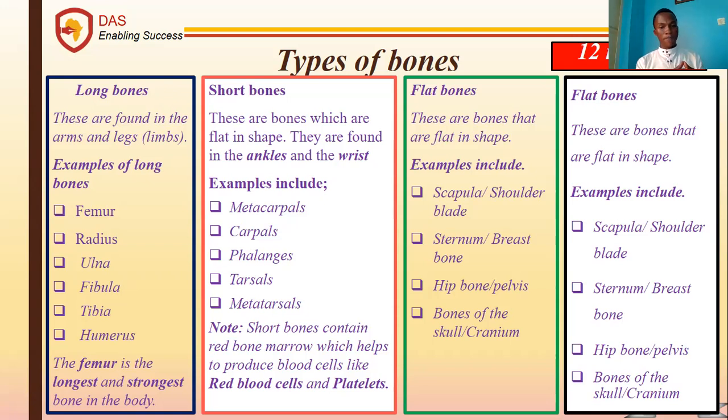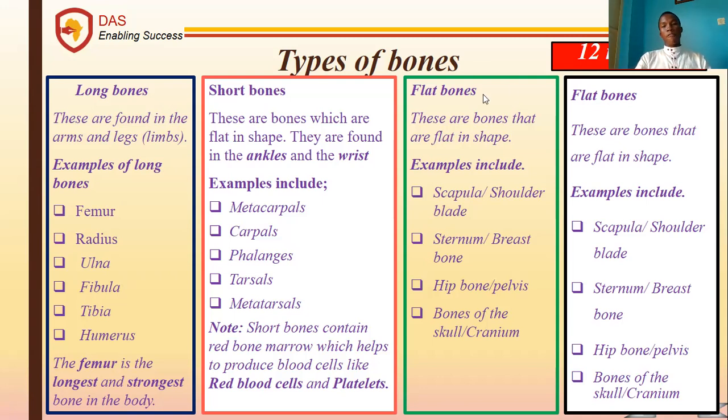Short bones contain what we call red bone marrow, and this red bone marrow helps to produce blood cells. Remember, at first we said the cortex of the skeleton helps to make blood cells, for example red blood cells and platelets. Is that very clear?